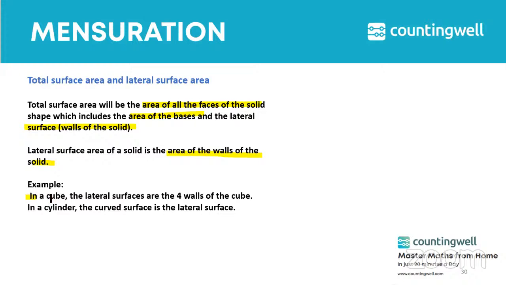For example, in a cube, the lateral surfaces are the four walls of the cube. So as I told you, the top face and the bottom face of a cube are avoided there. Also for a cylinder, we are finding the area of the curved surface and we are avoiding the top and the bottom bases of that cylinder, which are circular in shape.